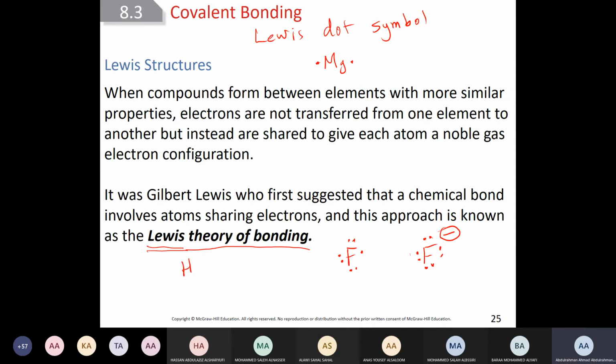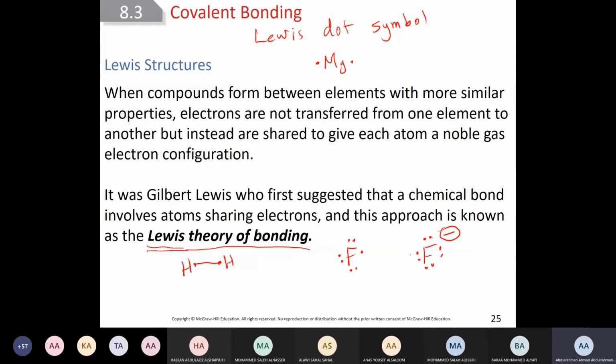Hydrogen would like to have how many around it? 2. Hydrogen now has 1, but when there is another hydrogen, like helium, it will be like this. That's why hydrogen would always like to have 2 electrons around it.